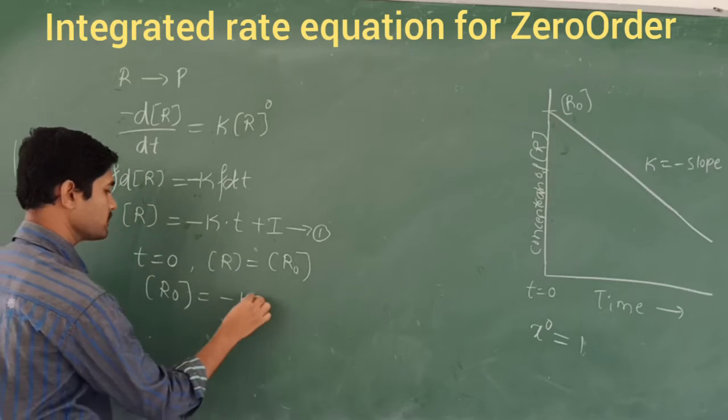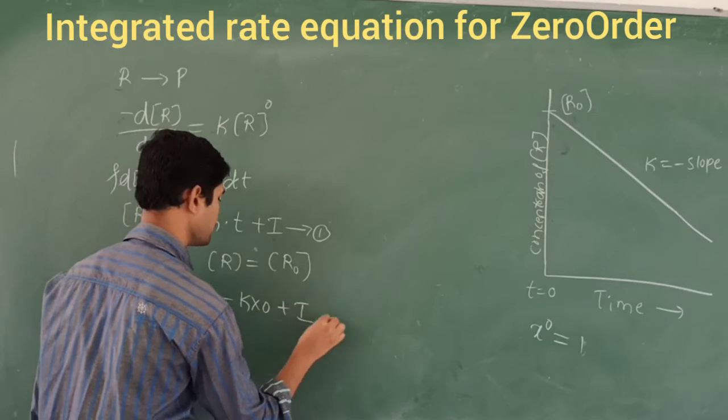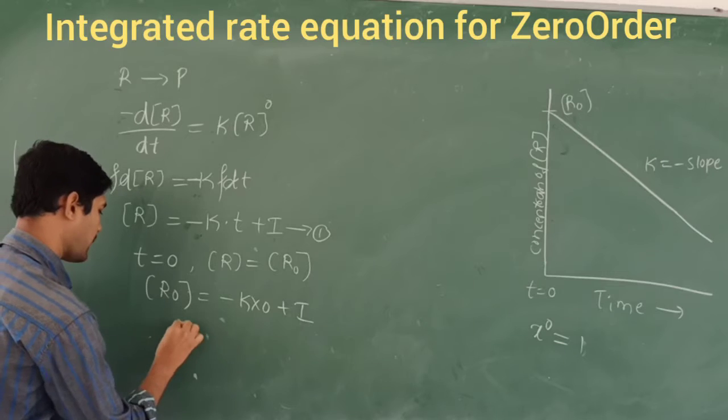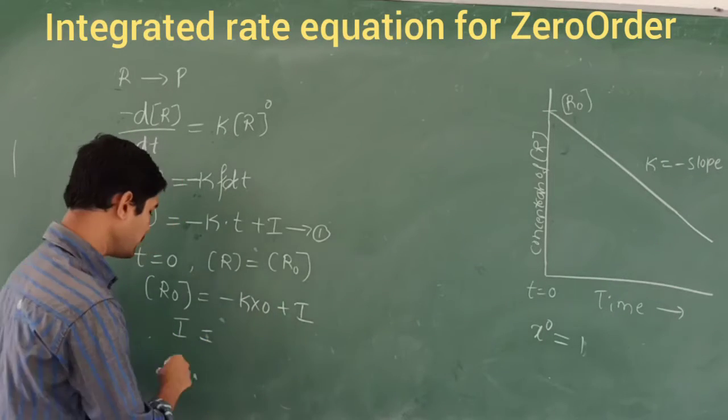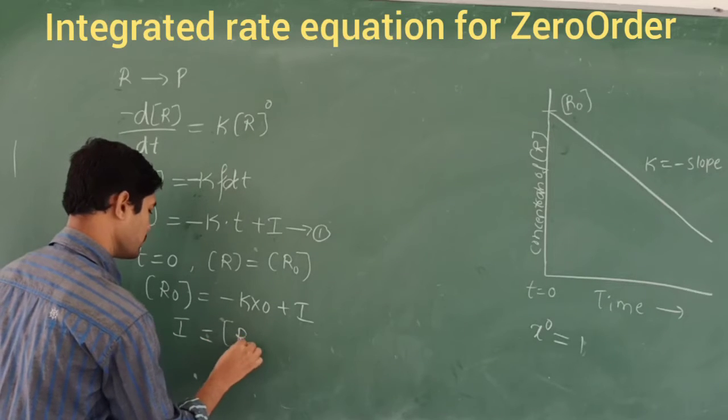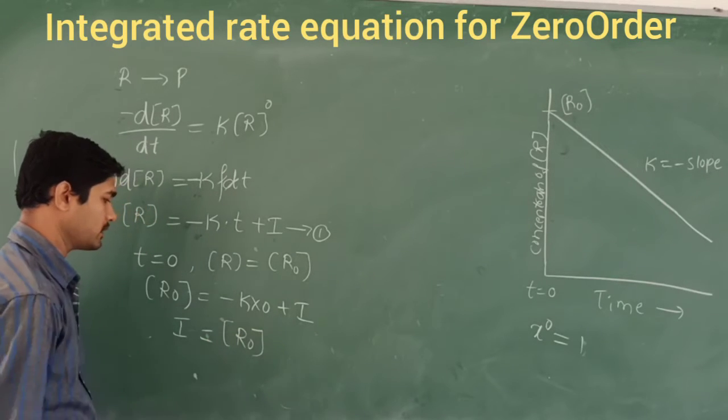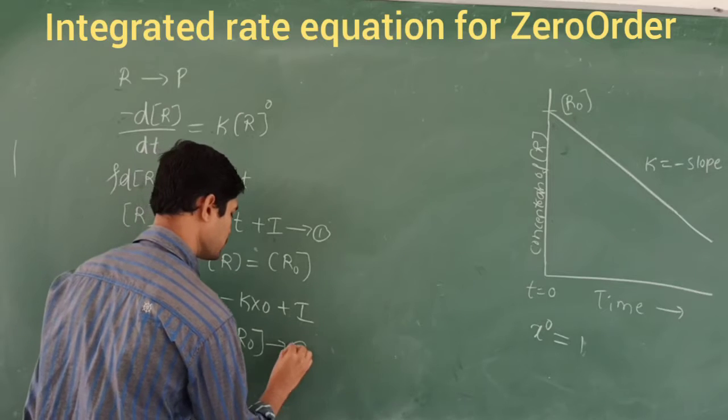T becomes 0 here, plus I. So after the simplification, that I value becomes, because k into 0 means 0, 0 plus I, so I is equal to the initial concentration of the reactant. I am going to take this as equation number 2.